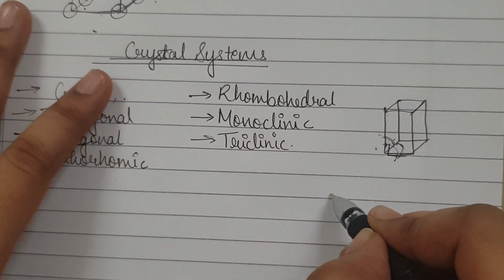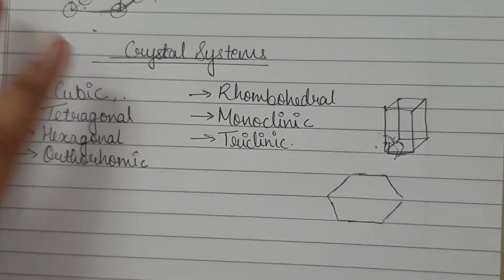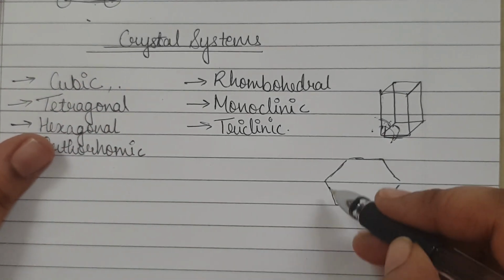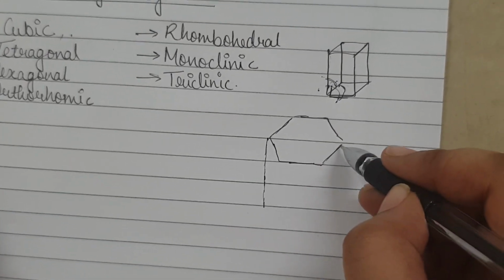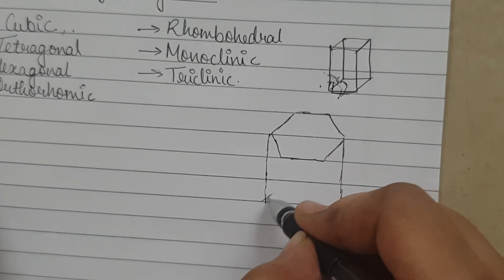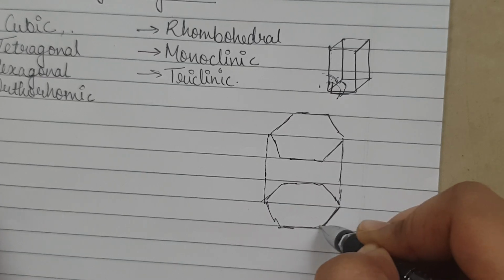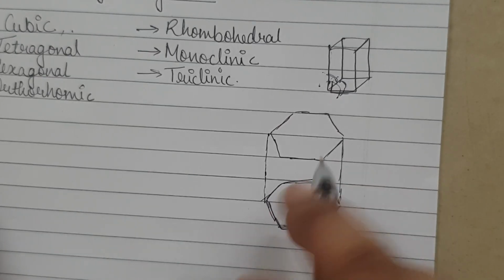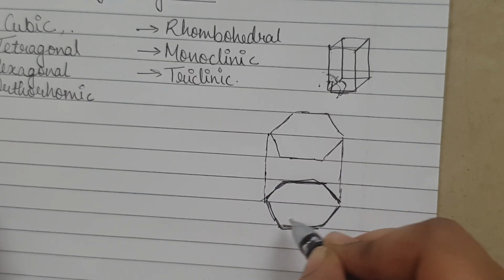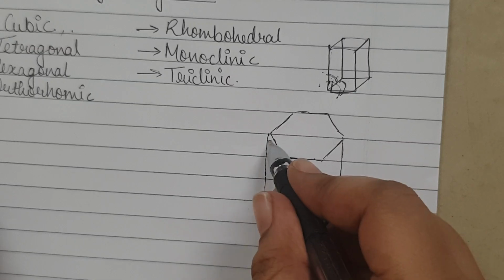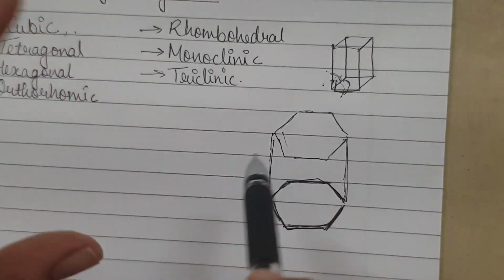In hexagonal you have a hexagon, okay, somewhat like this, and you can elongate it. So if you add a height to this hexagon, it becomes your hexagonal. Okay, so this is your hexagonal. What you are able to see is everything other than this face. This is not clearly visible to you. Only this height and this face.